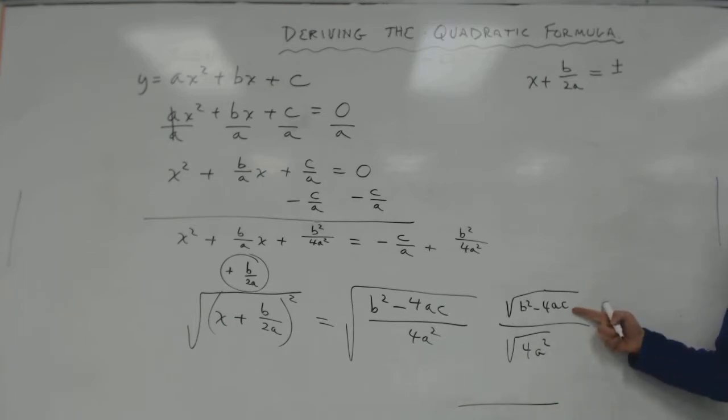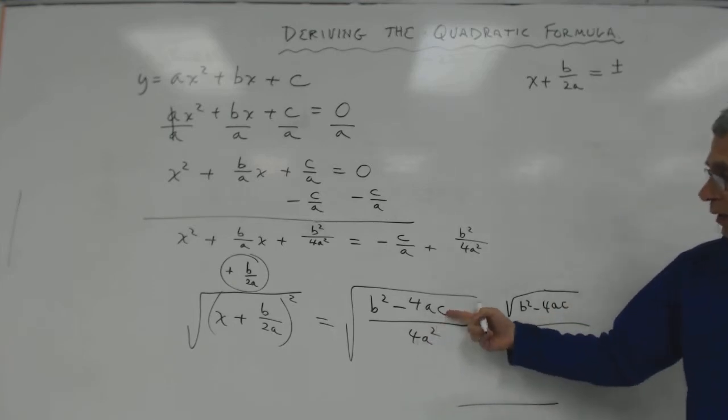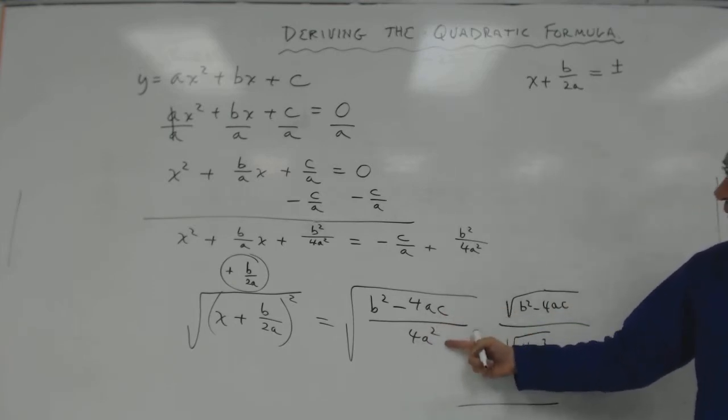What did we do after that? Did we make it into like a foil problem kind of thing? We put it over here, over the 4a squared, because that was our denominator, right?